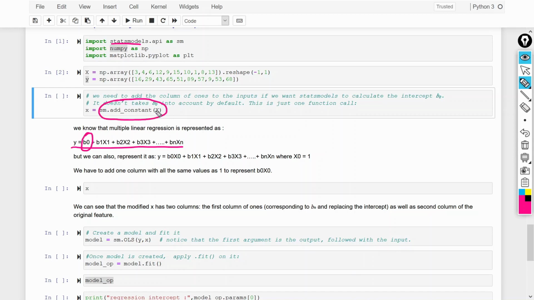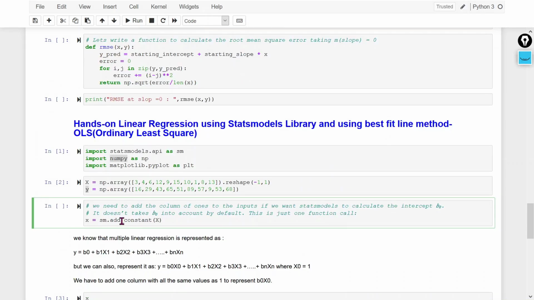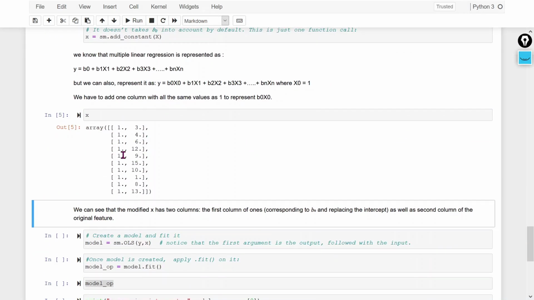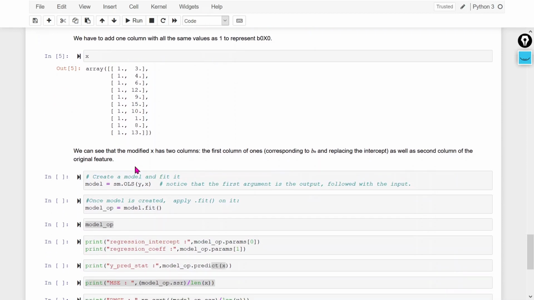It means a constant value of the x. Here I am going to add the constant value. Now you can see I have added this particular constant, beta naught. This is your x value.